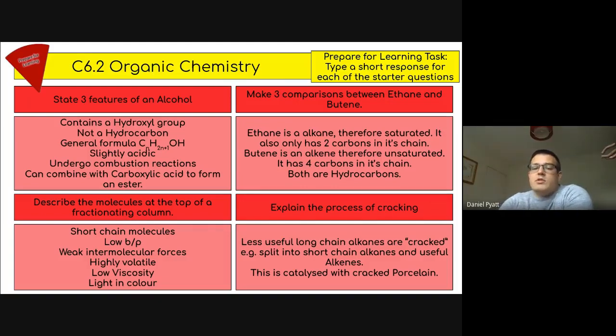And you could have also put the point that in the actual process, in terms of the method, that you heat it over porcelain because that's the catalyst. But the main point is just what we're actually looking to do, which is to break a long chain alkane into a shorter chain and a more useful alkene. Okay, so moving on then.